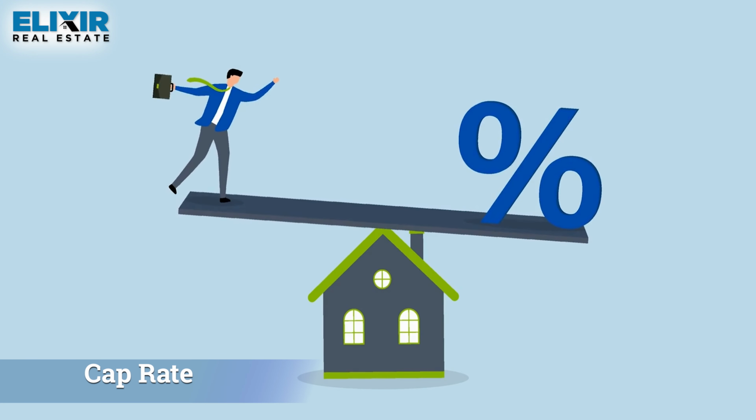Suppose you have a property valued at 500k and its annual net operating income is 50k. To find the cap rate, divide the NOI by the property's value. In this example, the cap rate is 10%. This means you are earning a 10% return on your investment annually based on the property's income and value.